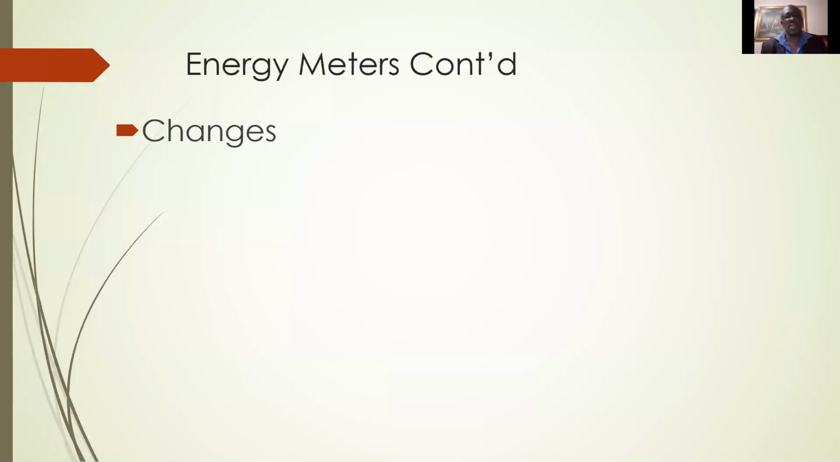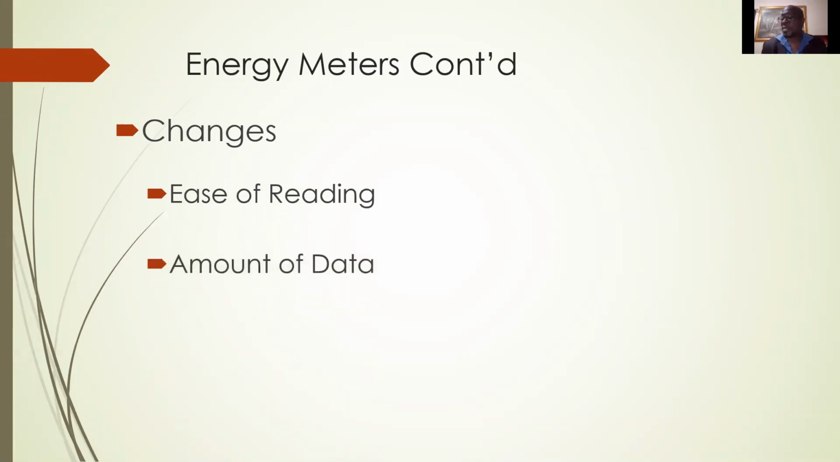Now, some of the changes that have occurred are ease of reading. Digital meters are much easier to read than analog meters. The amount of data that you can get from the meter. The direction of energy flow, meaning whilst in the past the meters would only be able to record energy being consumed by the customer, they can now generate energy and pass it back to the utility. So it allows flow in both directions, and the meters can register or record the net energy being consumed.